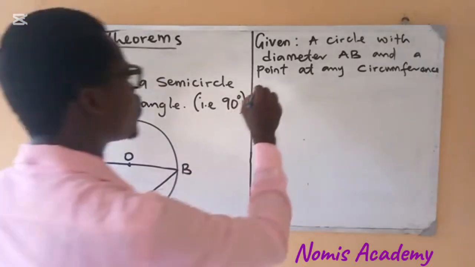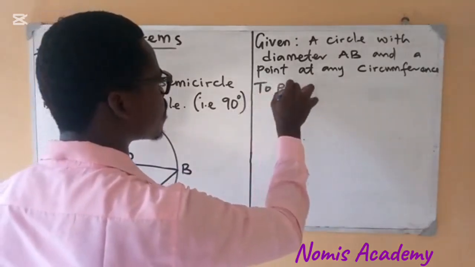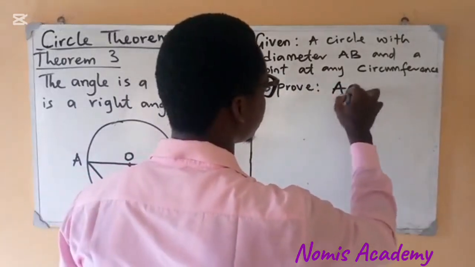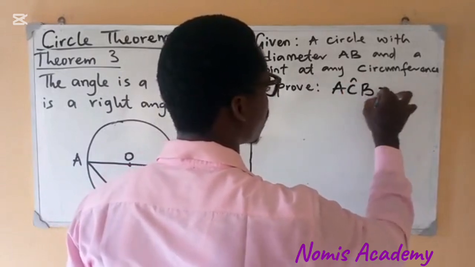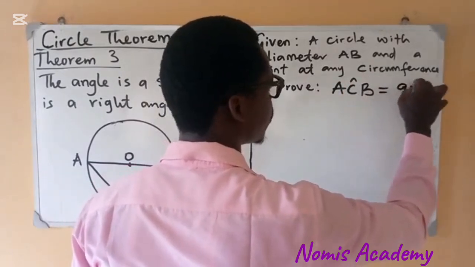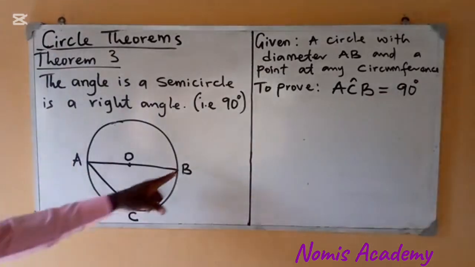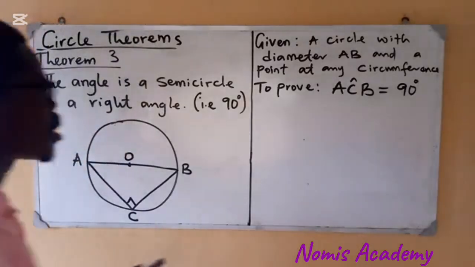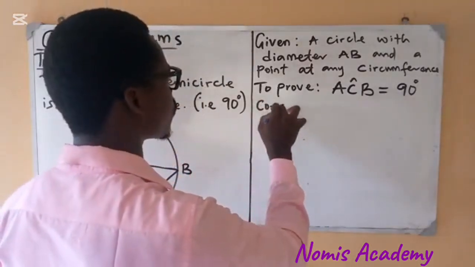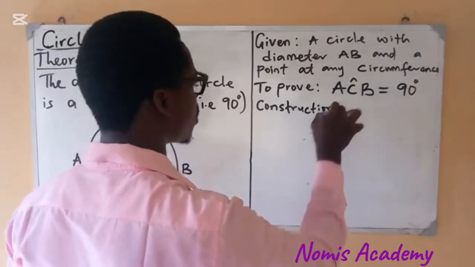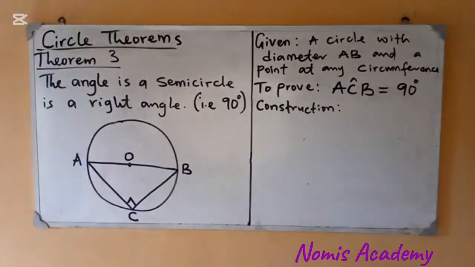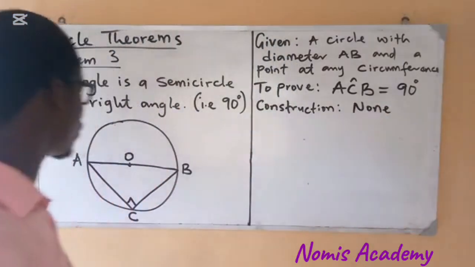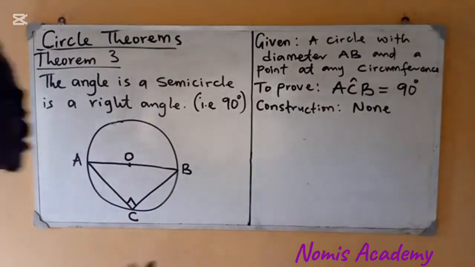Okay, now what are we to prove? We are to prove that angle ACB is equal to 90 degrees, or angle ACB is a right angle. Okay, construction. As you can see, there is no construction to make, so we just write none. We don't have any construction to make. All right, the next thing is to prove.